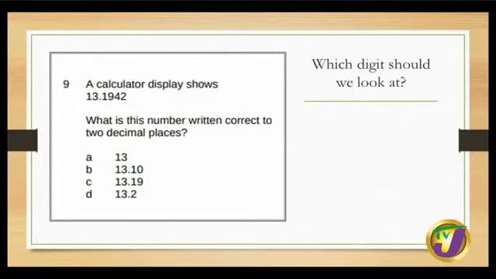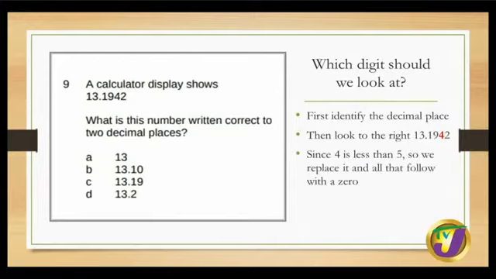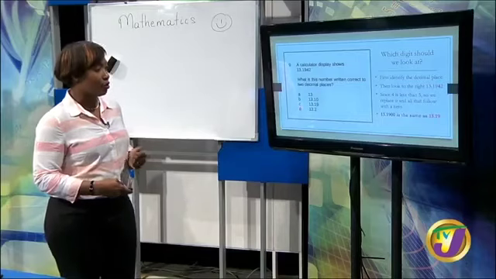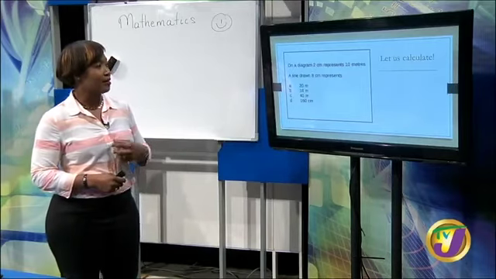So your correct answer: first we identified the decimal place, then we looked to the right of it, and I said it was the 4, which is your 1000th place. Good. Since the 4 is less than 5, we replace it, and all that follow, with 0, and then we have the number 13.1900, which is the same as 13.19, because those 2 zeros that follow the 9 are just holding the place, but they have no significant value in this particular number. Next question.